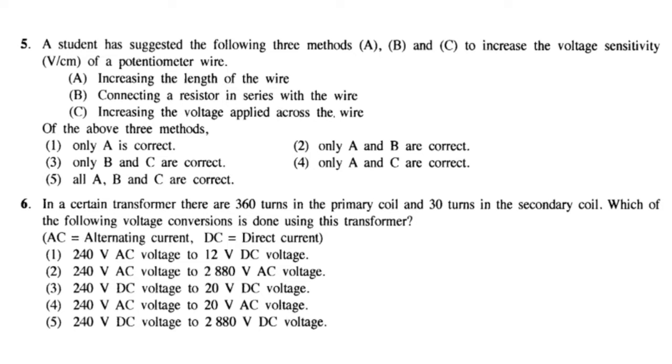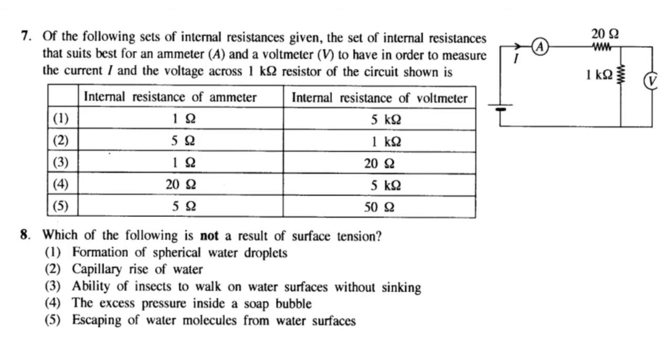And also you can check the ratio of input voltage to output voltage, and the ratio of input turns in the primary coil to the turns in the secondary coil. So you get the same ratio. So the answer is 4. Question number 7. A circuit diagram is given.